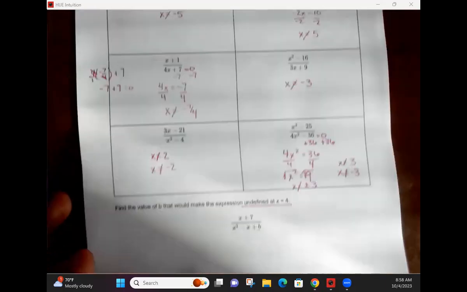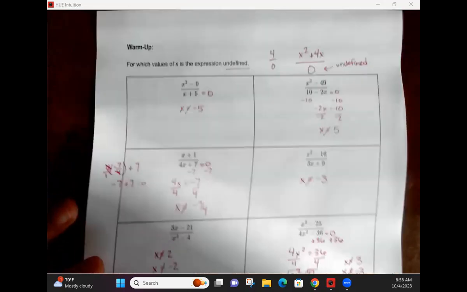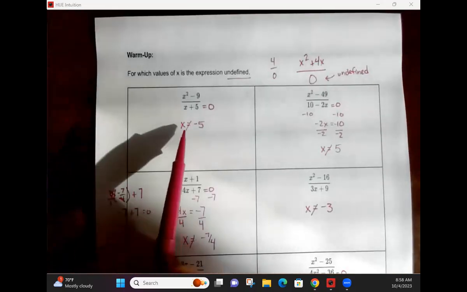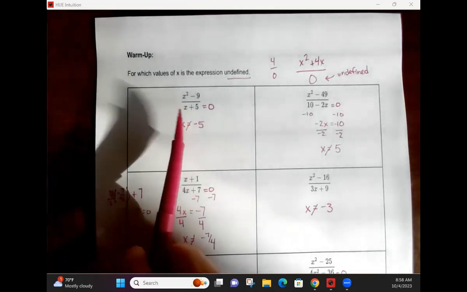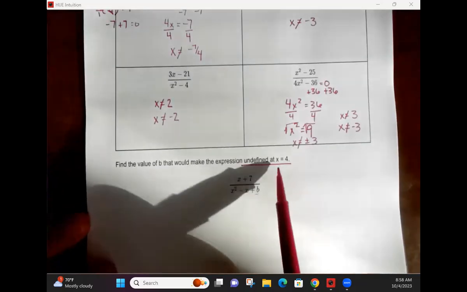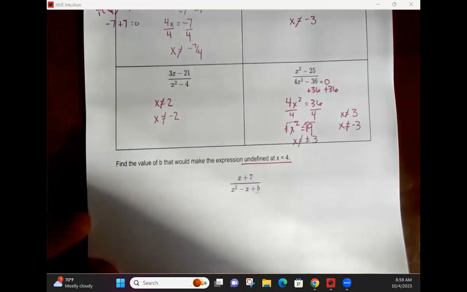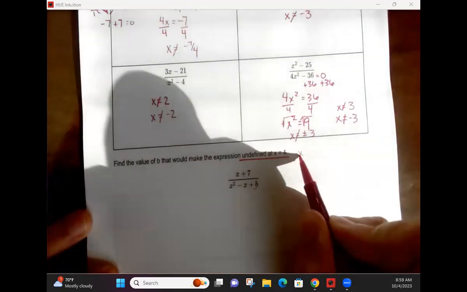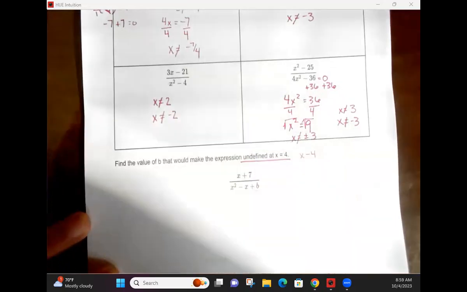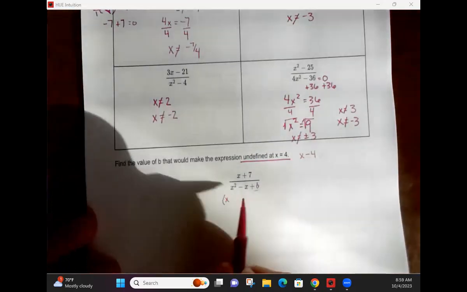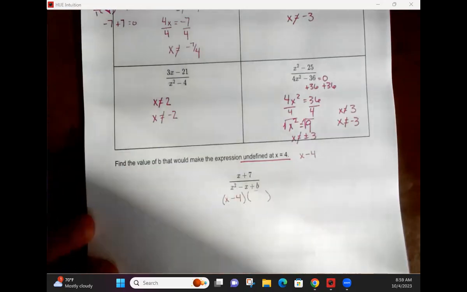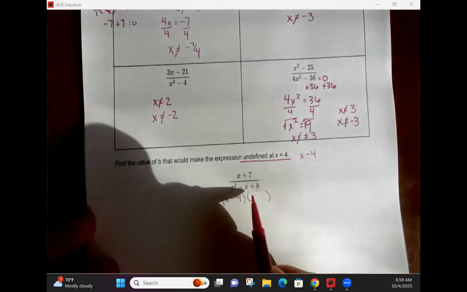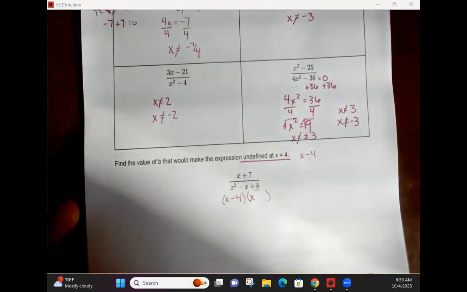If I think back to some of my earlier examples, like this guy, for example. We were undefined when x was -5 because I had x plus 5. If I'm undefined when x is 4, that must mean I have x minus 4. So if I were to factor the bottom here, one of those factors would be x minus 4, and the other factor would be, I'm not sure.